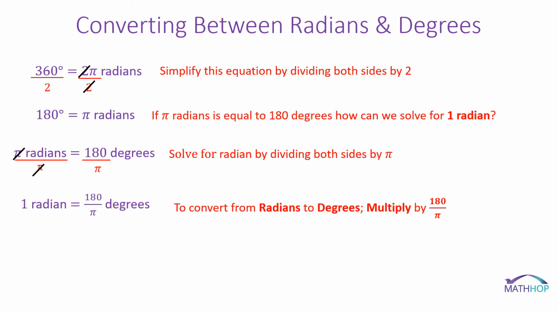Okay, let's use this little equivalency statement again. We know that pi radians equals 180 degrees. Let's use it this time to solve for degrees.